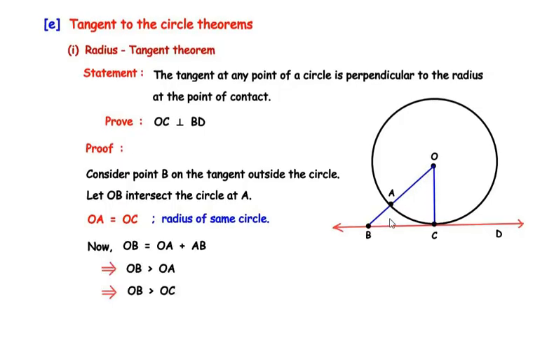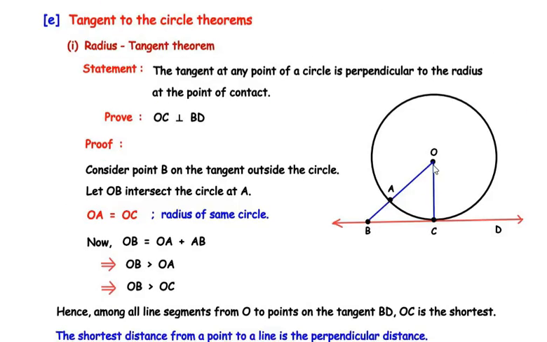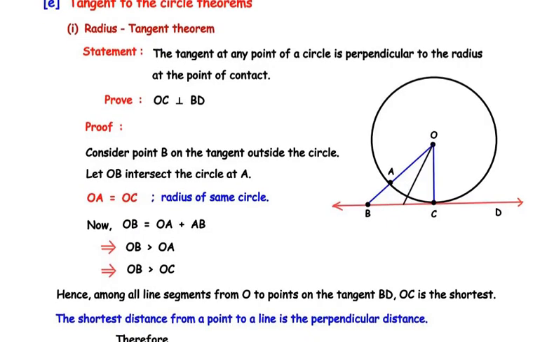Now if we look at the length of OB, it is equal to the length of OA plus length of AB. So the length of OB is greater than the length of OA, that is the radius of the circle. Similarly, the length of OB will be greater than the length of the radius OC. So no matter which line segments we take from the center of the circle to the tangent, the length of the line segments will always be greater than the radius. So here, among all line segments from point O, that is center of the circle, to the points on tangent BD, OC is the shortest.